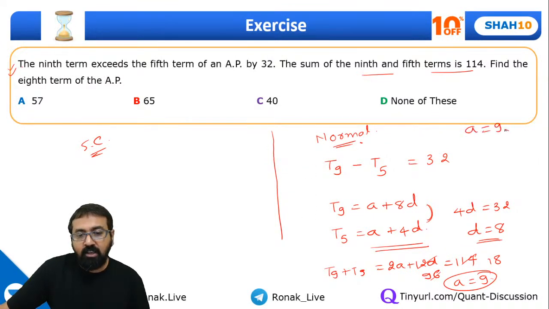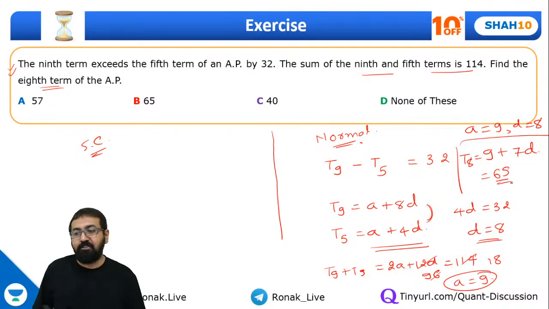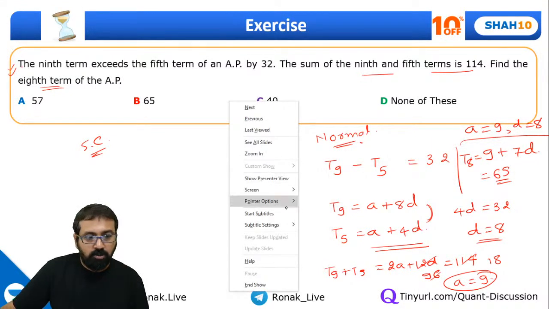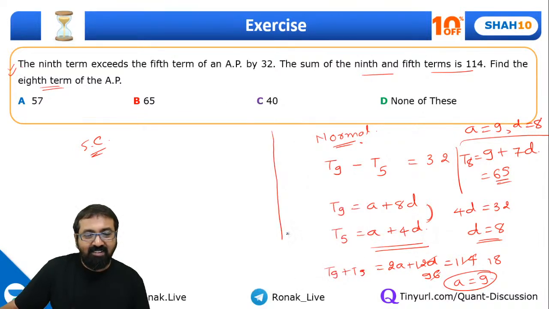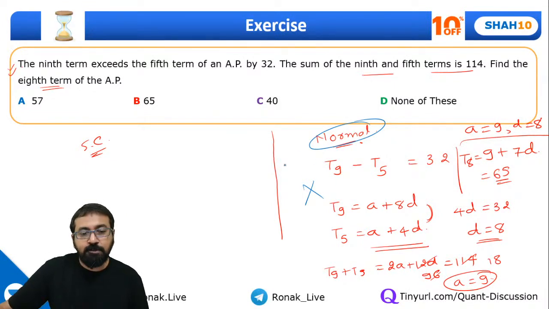So now we know A, we know D, that is 8, and we need to find the 8th term of the sequence. So it's A plus 7D. This 8th term will be T8, which is 9 plus 8 minus 1 into D. If you solve this, it will come out to be 65. This is the normal method to solve this question. Don't use this normal method, it's very lengthy. For a very simple question, which most students will solve in 15 seconds, we have spent almost 1 minute.